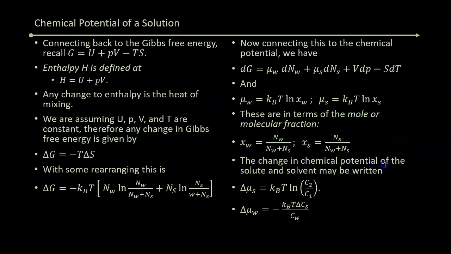So, the change in chemical potential of the solute and solvent may be written as: change of the solute is kBT log its change in concentration. Change in the solvent is minus kBT times the change in the concentration of the solute over the concentration of the solvent. Typically, concentration of the solvent, you're not thinking of that as changing at all because there's a lot more of it than there is the solute, right? And that's one of the approximations built into this. All right, and that's it finally for this section.